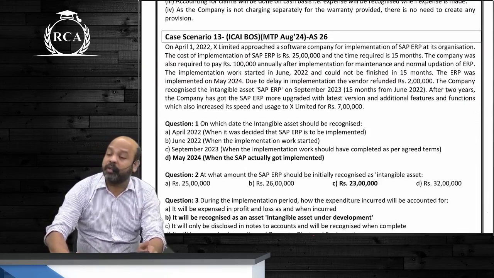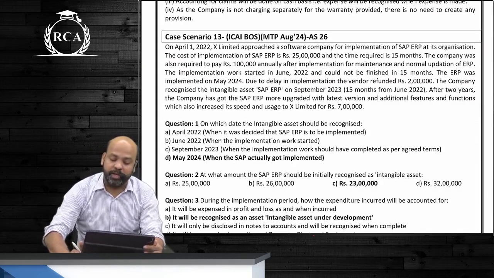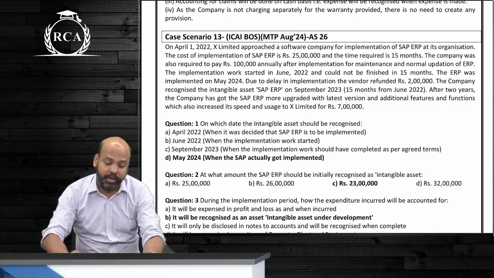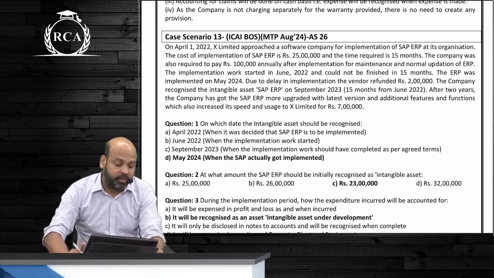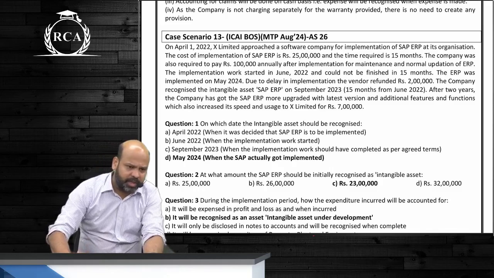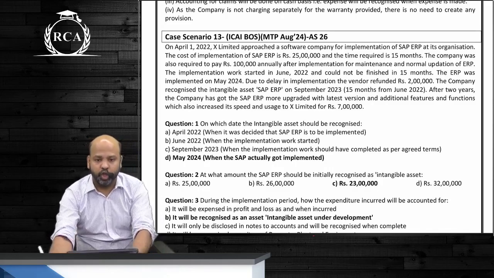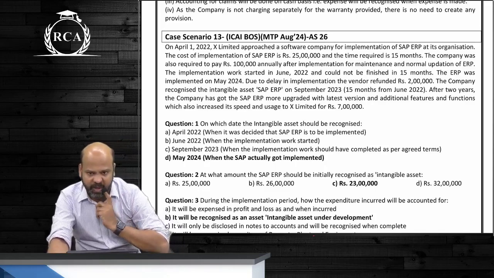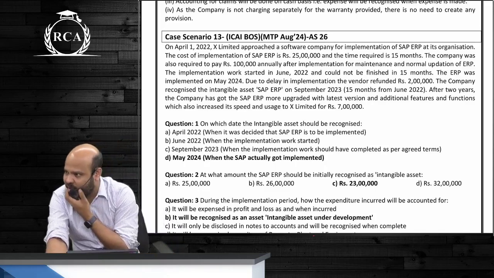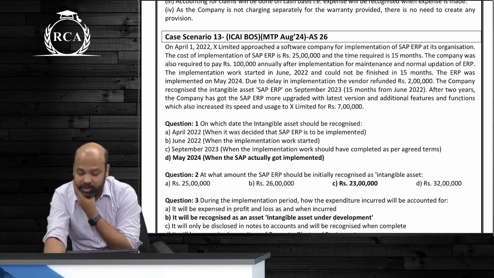On 1st April 2022, guys, your ex has approached a software company for implementation of SAP ERP at its organization. The cost of implementation, guys, is 25 lakhs and the time required is 15 months. तुम्हारे लिए ये intangible asset है. The ERP system that you're getting installed would be an intangible asset.